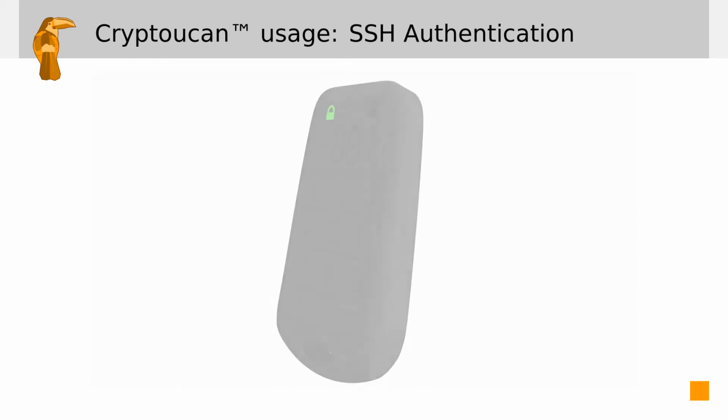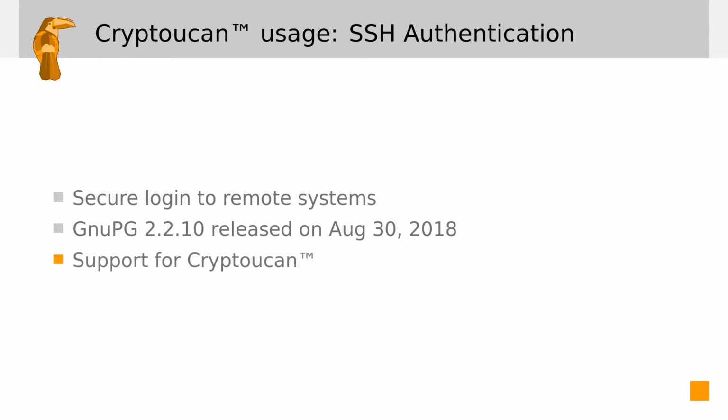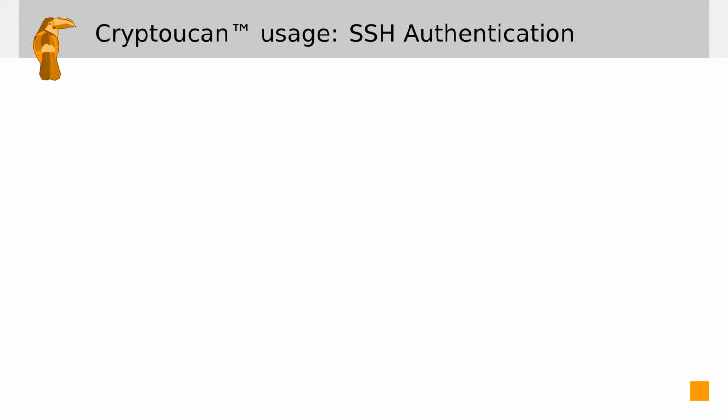In this episode, we would like to show you how to use Cryptoucan for securely logging into remote systems using the Secure Shell protocol. In case you didn't notice, gpg 2.2.10 was just released last week, and it contains out-of-the-box support for Trustica Cryptoucan. This means that there are some nice features such as SSH support available right off the shelf. But before we show you how to use Cryptoucan for authenticating your SSH sessions, let me quickly walk through the authentication process and explain how it works.